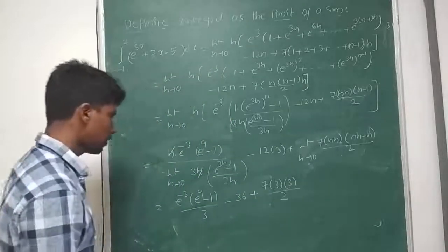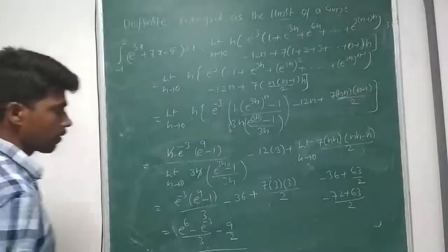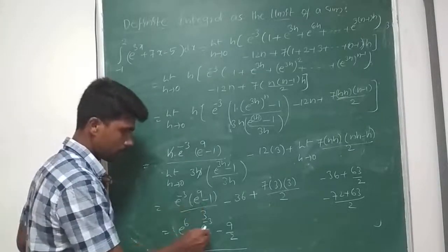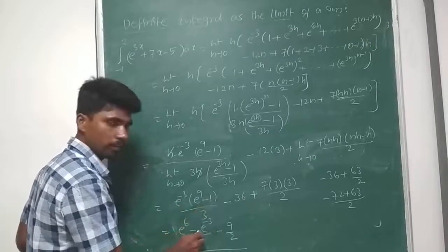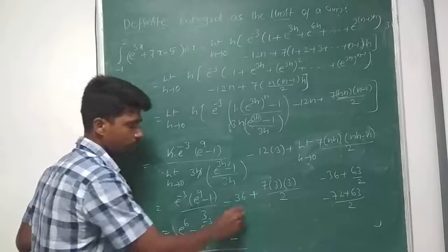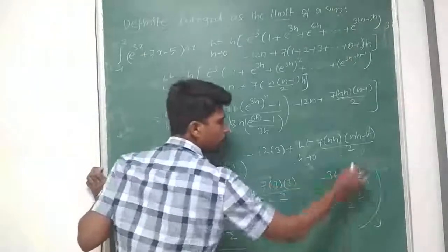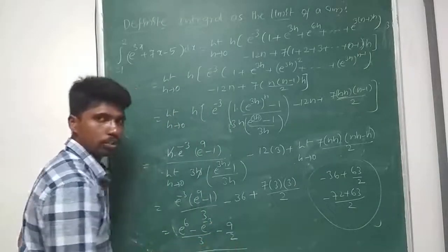So what is our answer? e power minus 3, on simplification, e power minus 3 into e power 9 is e power 6, e power minus 3 into minus 1, minus e power 3 by 3, minus 36 plus 63 by 2. So 36 had a minus sign, so we get minus 9 by 2. Okay.